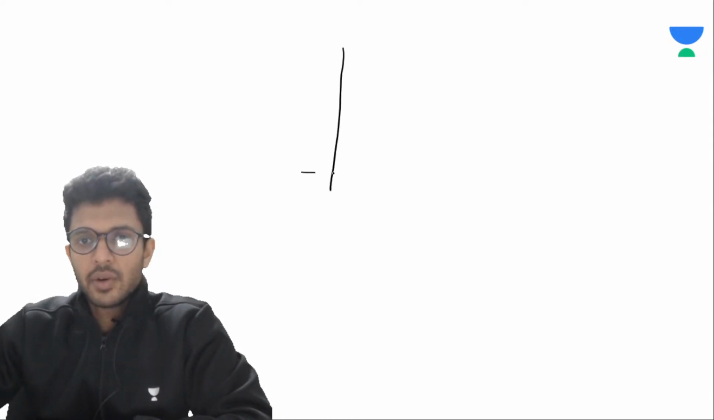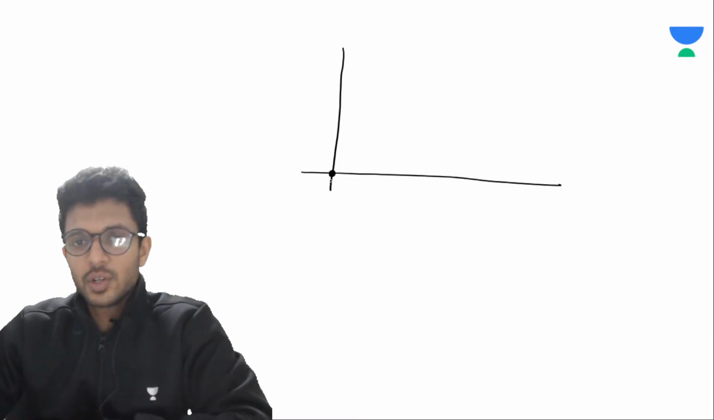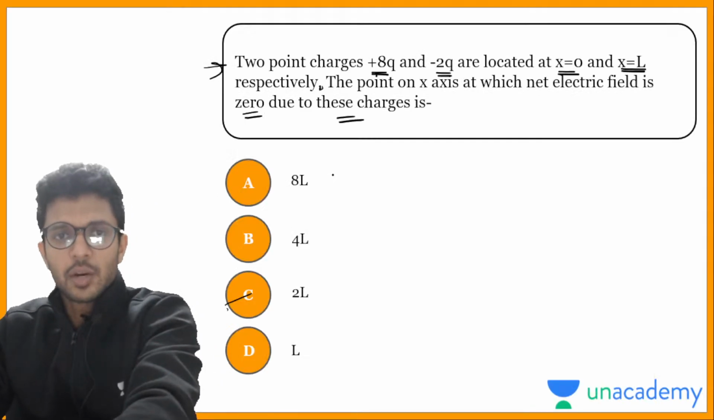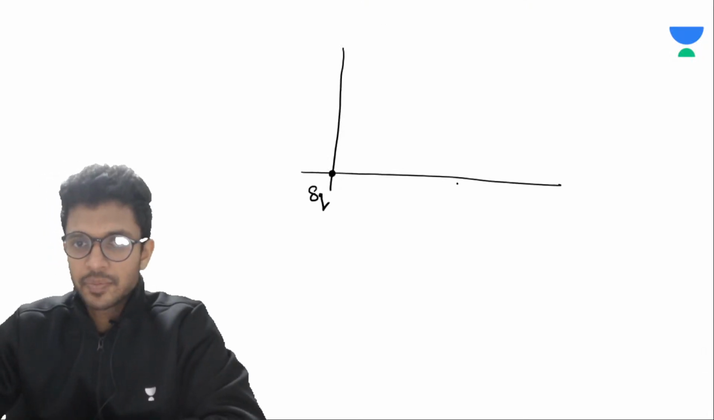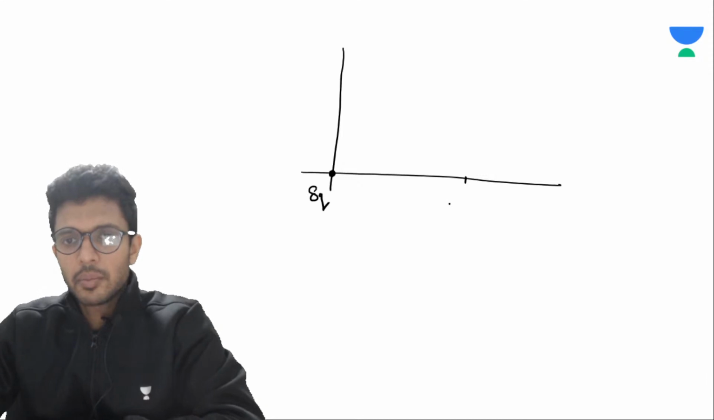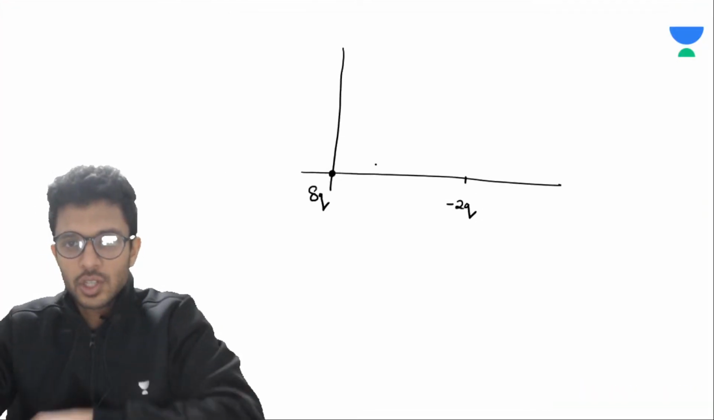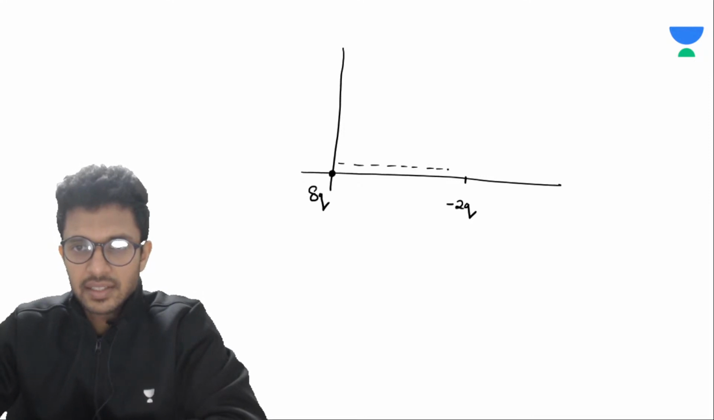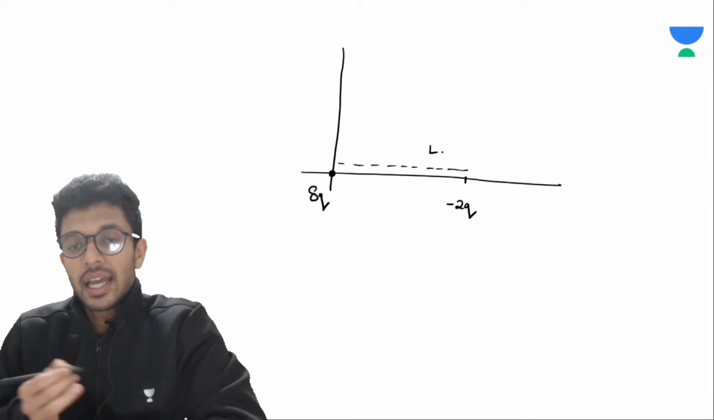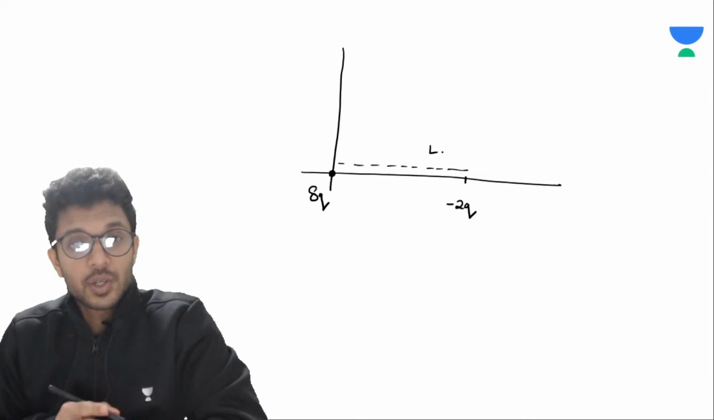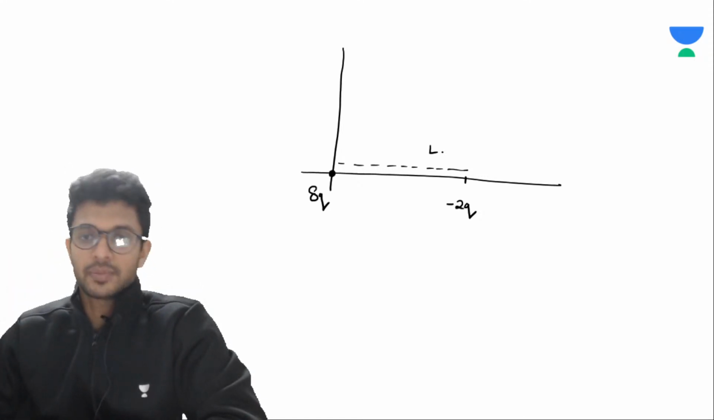So here we have the y-axis and the x-axis. At x equal to 0, we have our first charge. How much was it? Plus 8q, right? We have an 8q charge, and we have a minus 2q charge at a distance of L. Now, the question is at which point can we have the value of electric field as 0.